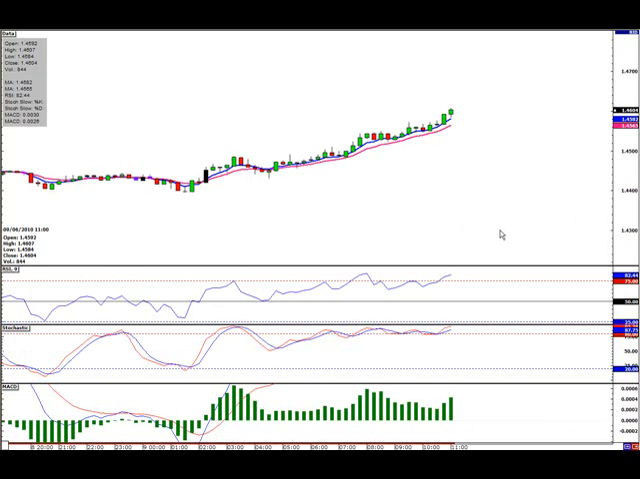Remember, the market is always going to give you plenty of opportunities to take trades, and you only want to put your money in when you have a very good probability of winning. And in today's case, no trades, so don't sweat it too much. There's going to be plenty of opportunities to come.